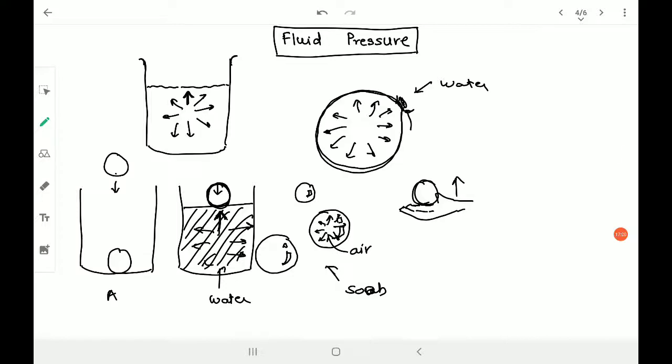Right? Now this is what we call fluid pressure. I hope you are clear with fluid pressure and understood the concept. There are so many examples that I can give you about fluid pressure, so many different examples.